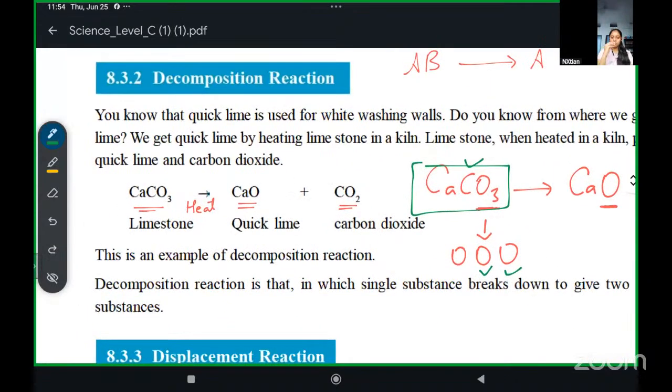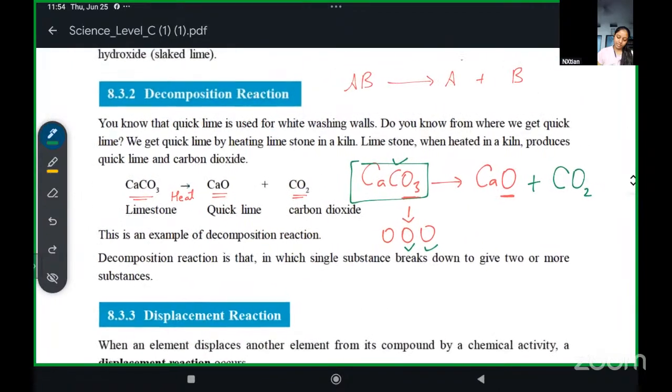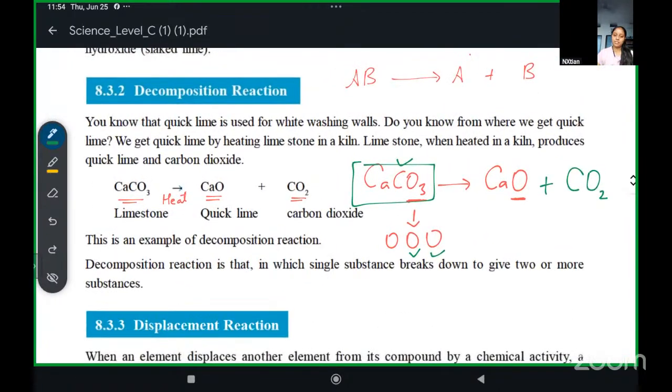Now, decomposition reaction happens when a change in the surrounding of a substance takes place. For example, either you will cool it down or you will heat it up. Then it will break down into two components and give you two substances under decomposition reaction. This is the opposite of combination reaction. Any doubt in decomposition reaction? No? Okay.